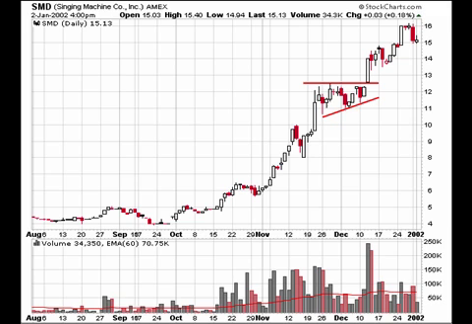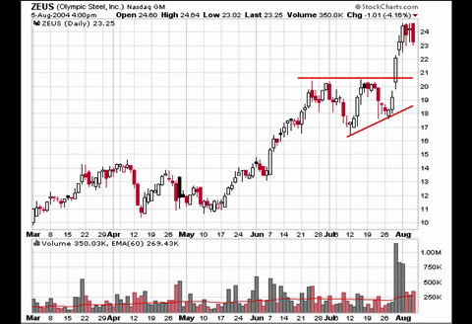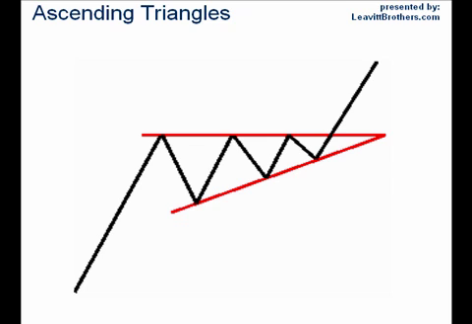Singing Machine, this ascending triangle was a brief pause within a strong uptrend. STKL, higher lows and the same highs clearly define the pattern, and volume surged nicely on the breakout. Zeus, textbook play. That wraps up this tutorial.